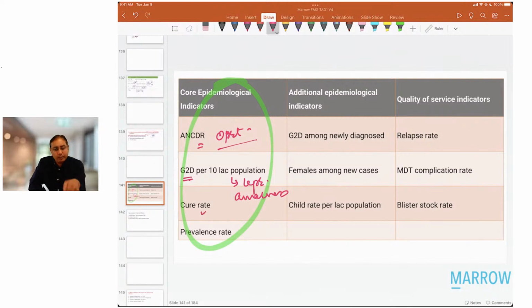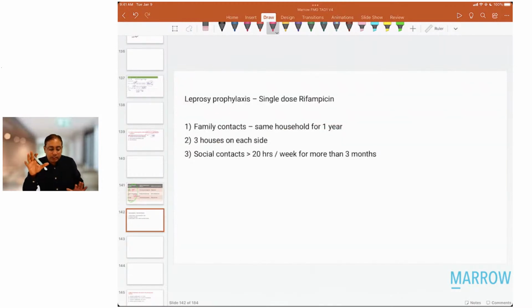Cure rate is again operational. Prevalence rate is again operational. It is also a policy indicator, cure rate. So make sure you get these questions right. These are the core epidemiological indicators.